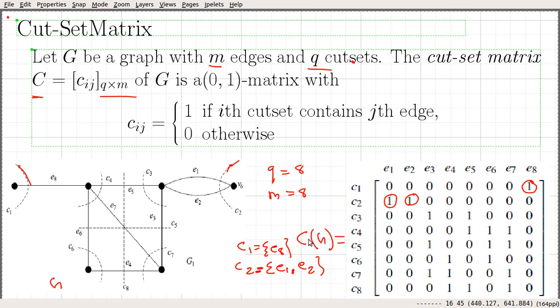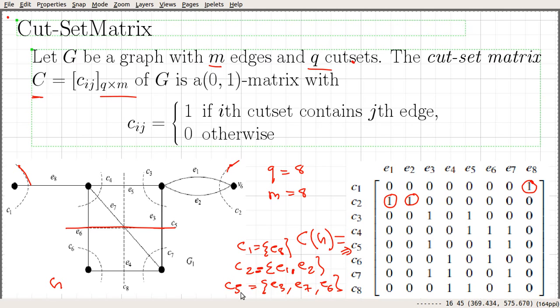Let's consider one more. Let's consider the cut set C5. C5 contains E3, this edge, E7, this edge, and we are dealing with this cut set. So it contains E3, E7 and E6. If you look at the fifth row, which corresponds to cut set C5, we are considering this row.